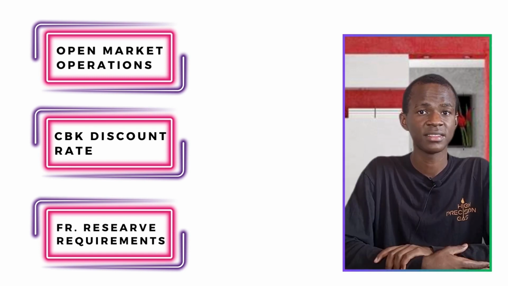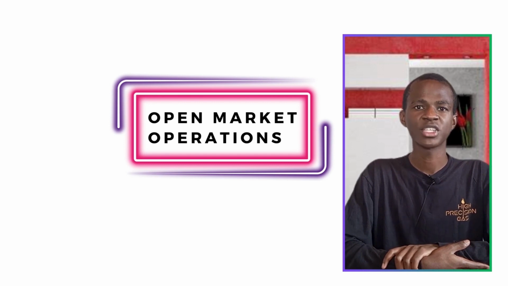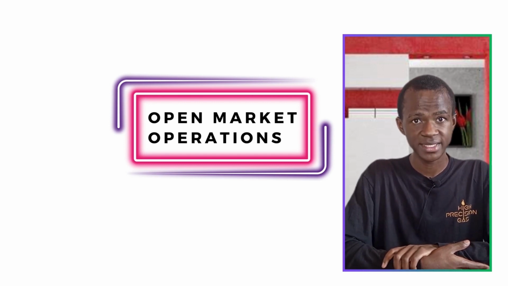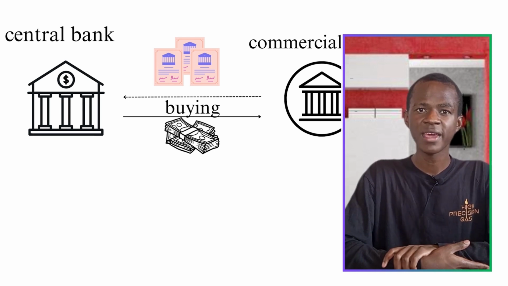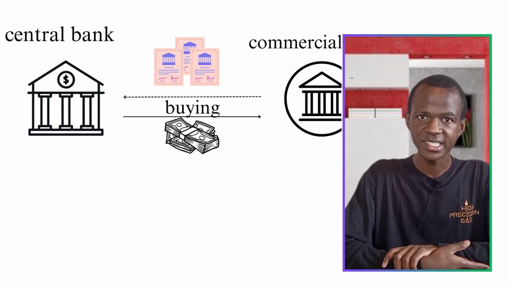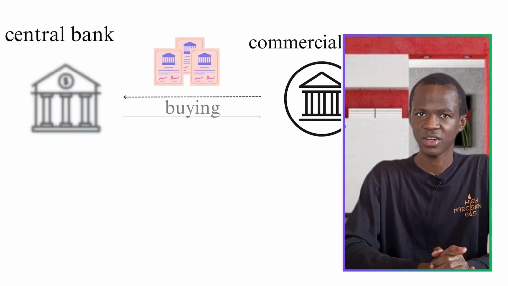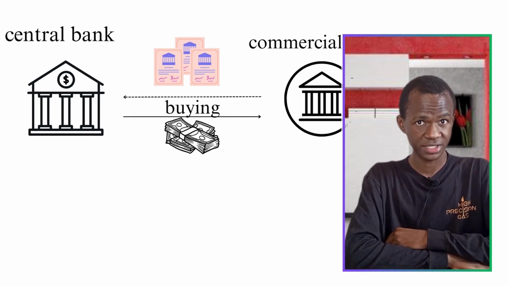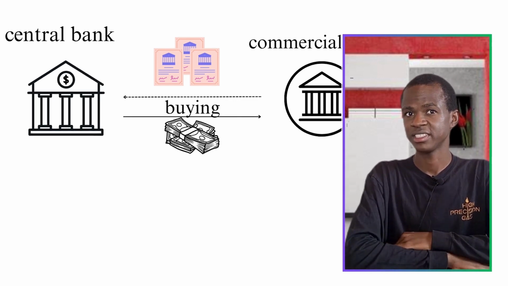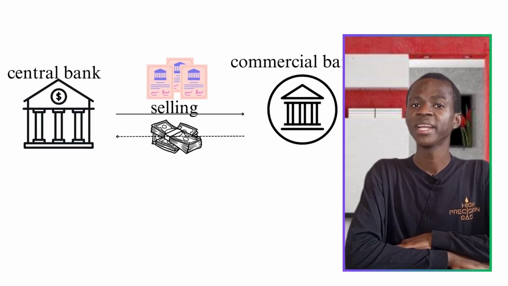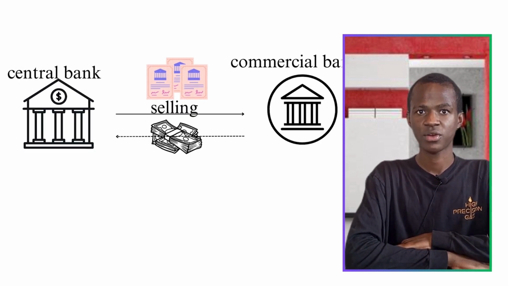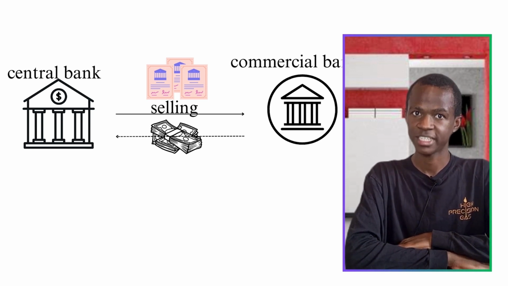3 major tools used by the CBK include open market operations, which basically means the CBK sells and buys government securities. When the CBK buys government securities, money supply is increased in the economy. This may cause inflation, thereby lowering the value of the Kenyan shilling. When the CBK sells government securities, money supply is reduced in the economy. This puts inflation in check, ultimately strengthening the Kenyan shilling.